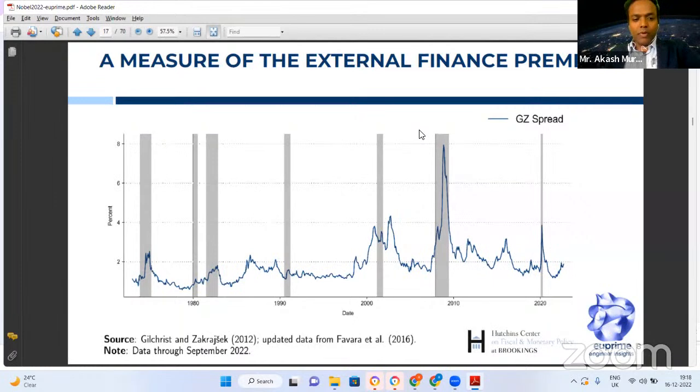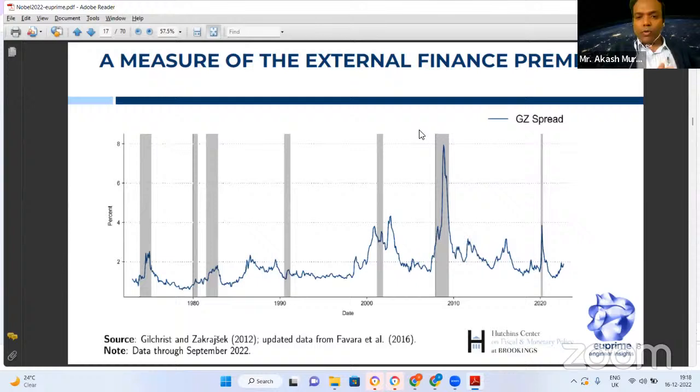Now, as you can see, as and when the rates go higher, the recession happens. Not all the time, but most of the time. As you can see in 2007 and 9, the external finance premiums went really high. That meant that credit markets completely froze. There was no lending activity at all. So that is what leads to panic in the markets, and everybody stops transacting because everybody goes to safety.